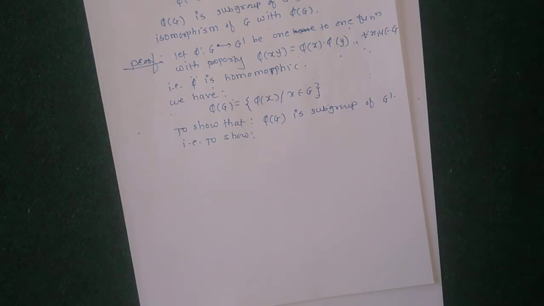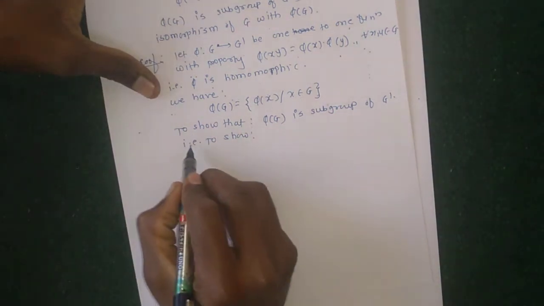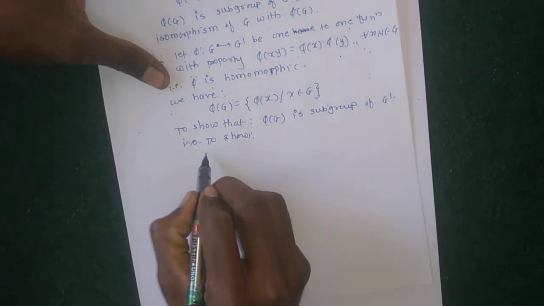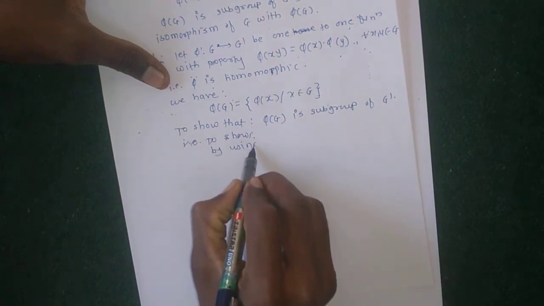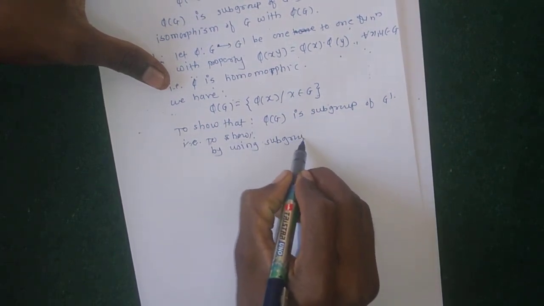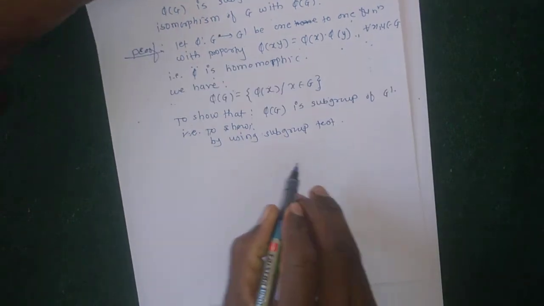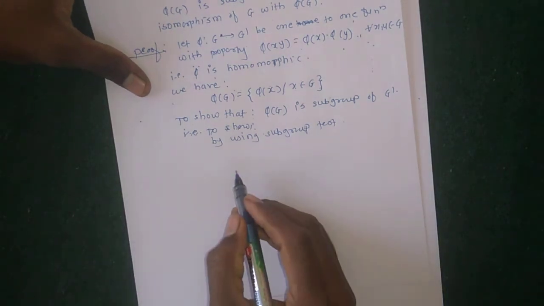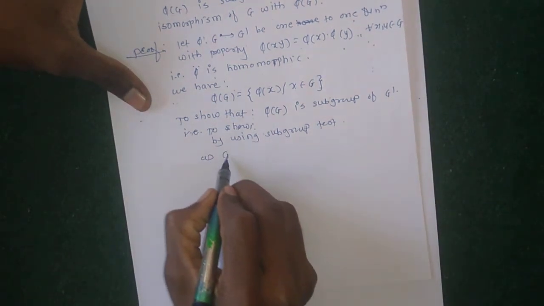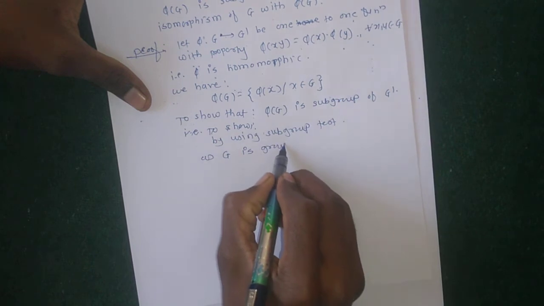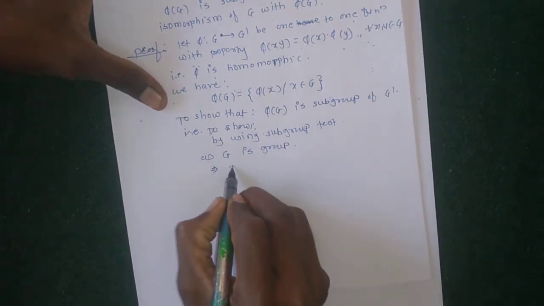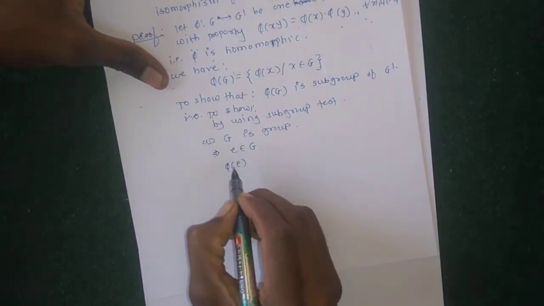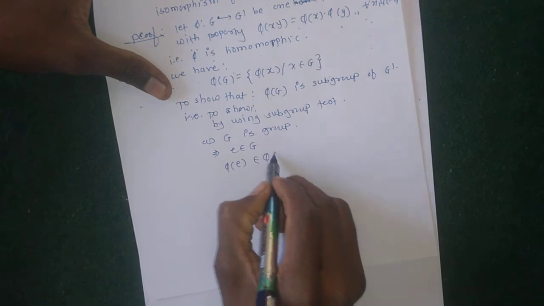So to show this directly, by using the subgroup test, firstly we show that phi of G is non-empty. As G is a group, it implies that the identity element also belongs to G. Then phi of e belongs to phi of G.